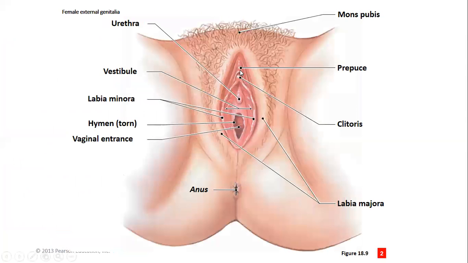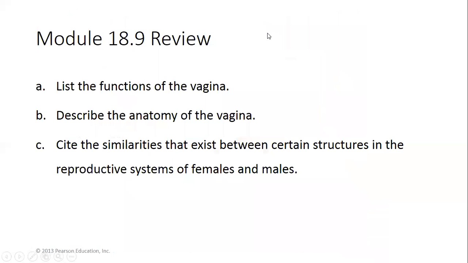So here's the prepuce. The clitoris is encased in that. This is the opening to the urethra and the opening to the vaginal canal. The labia minora are here, and the labia majora are here, and then the mons pubis is where hair grows. So that's external genitalia for the female.